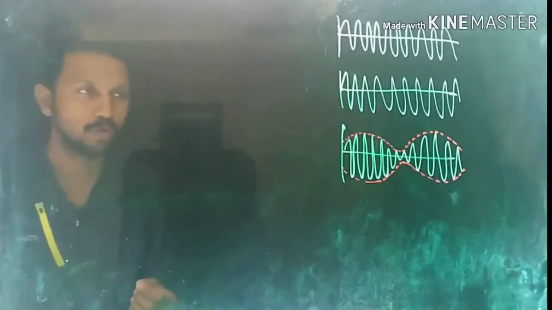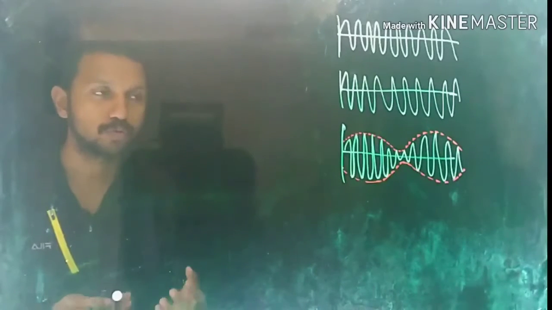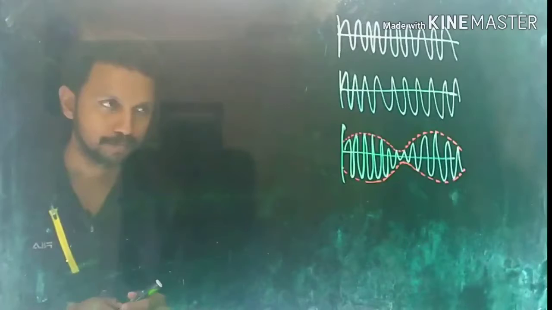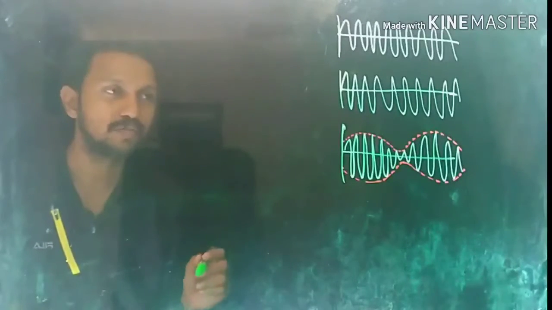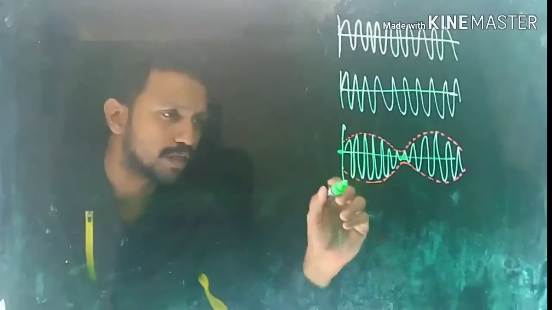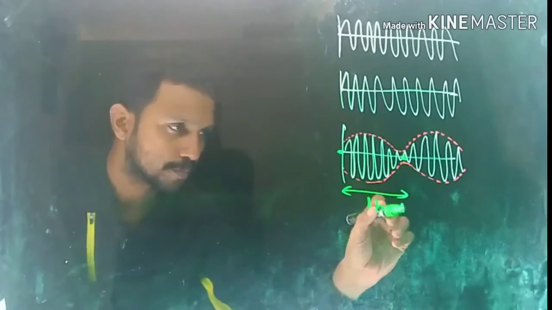Now we are going to mathematically derive an expression for beat, and we are going to find out the value of beat frequency and beat time period. For finding out beat frequency, we have to understand what is one beat. One beat is the distance between the two minimums. That means this distance is one beat.